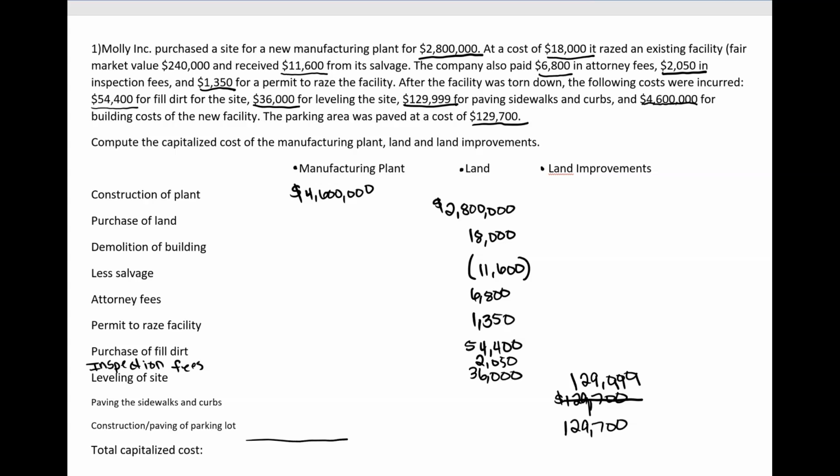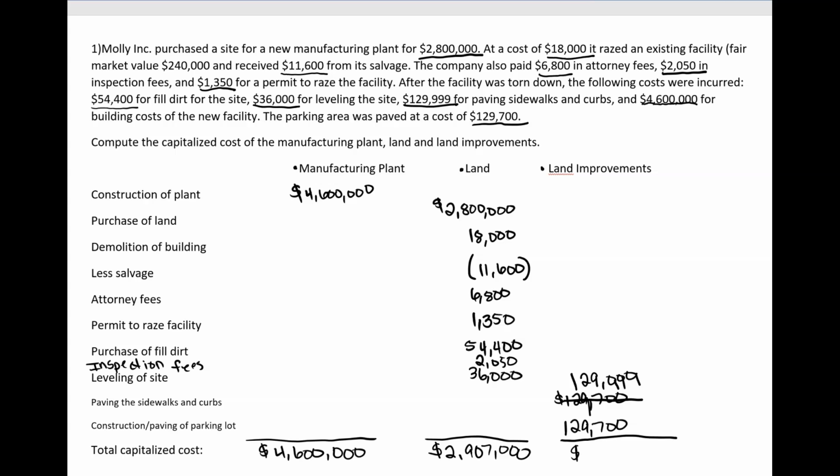Okay, we are going to add up how much is going to be put into the asset account for the manufacturing plant, how much is going to be for land, and how much is going to be for land improvements. The manufacturing plant, there is only one number, so it's $4,600,000. Then we have the land. If you add up all of those costs for the land, it's $2,907,000.